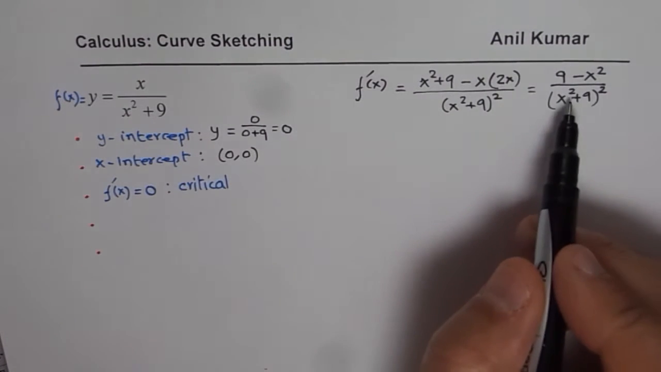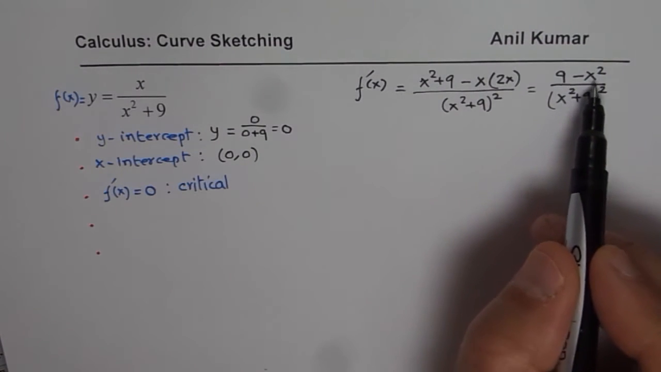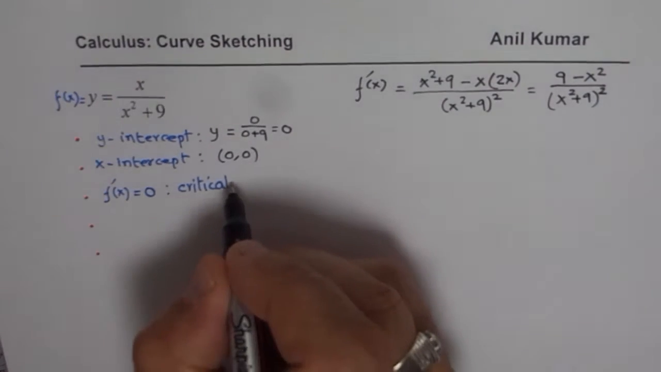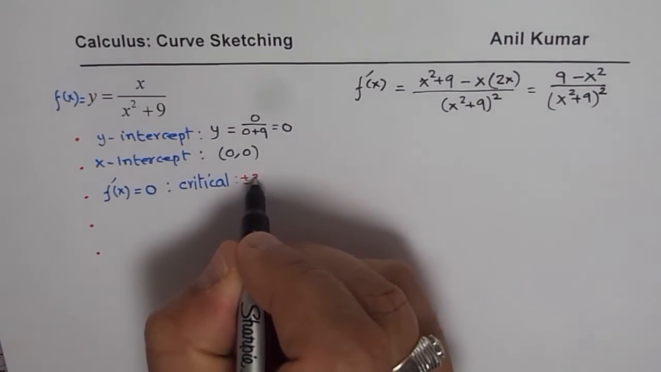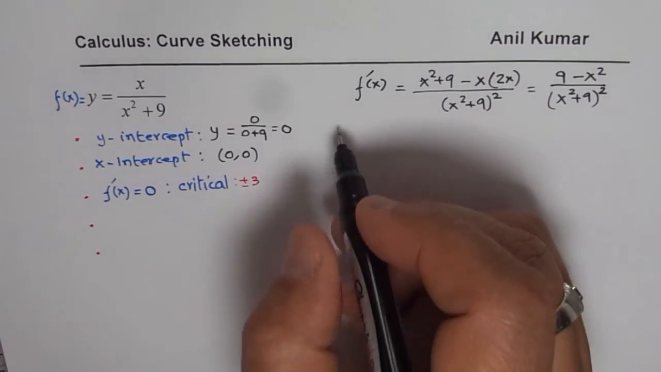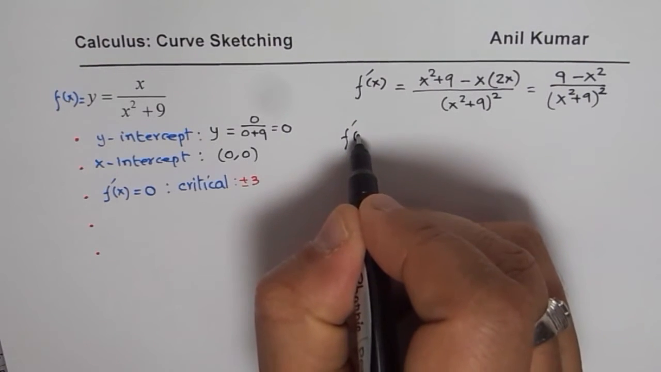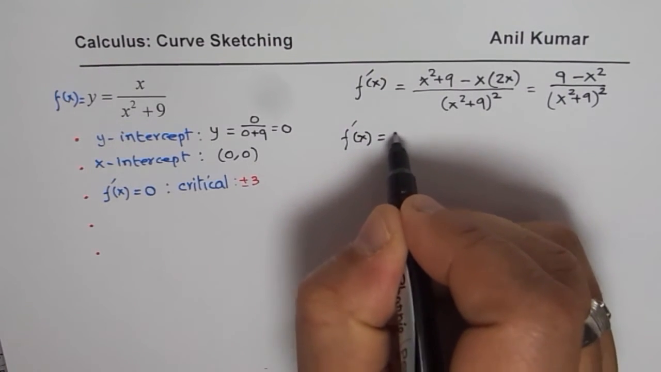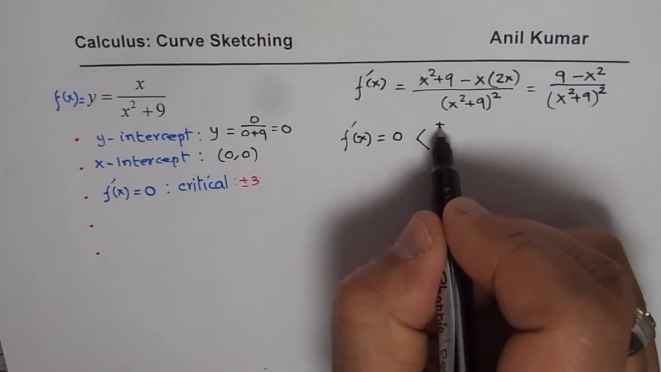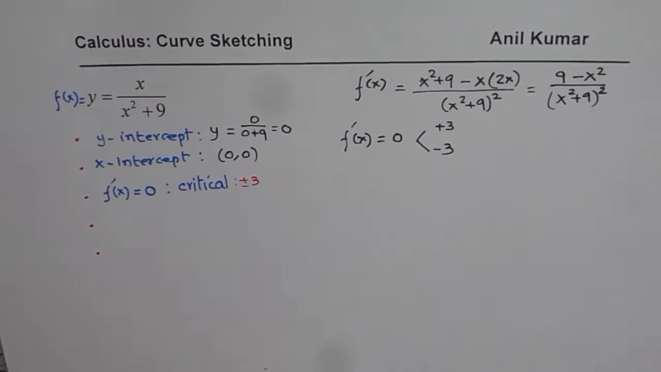Now the critical points for this function are plus minus 3, right? So these are the critical points. The critical numbers which we get from here are plus minus 3, which we get by equating the derivative to 0. So f prime x is 0 at two values. One value is plus 3, the other one is minus 3, right? So these are the two critical numbers for us.